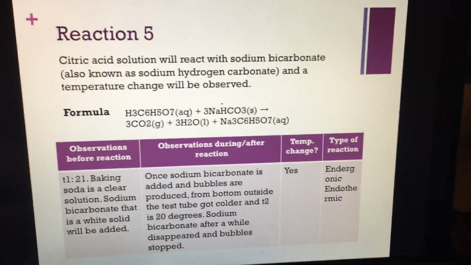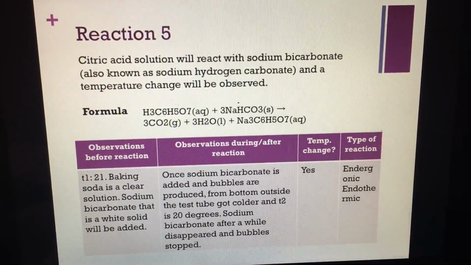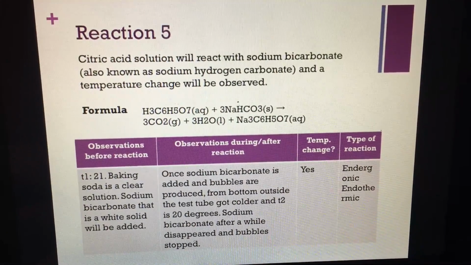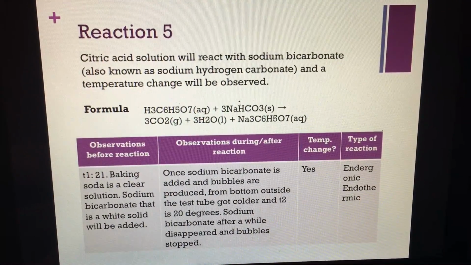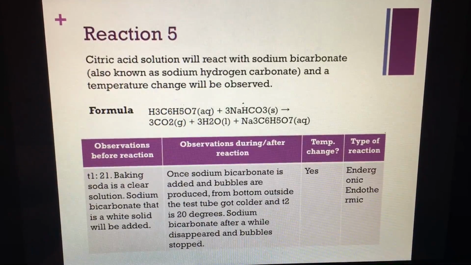Reaction 5. This reaction is endergonic and endothermic. On this reaction, hydrochloric acid solution will react with sodium bicarbonate and the temperature will go down.